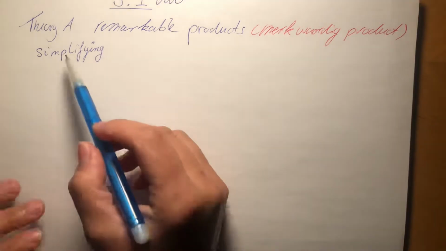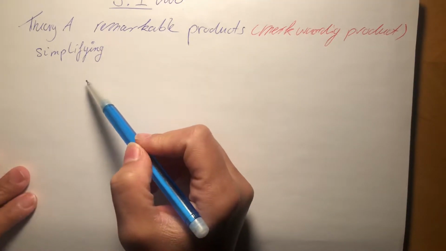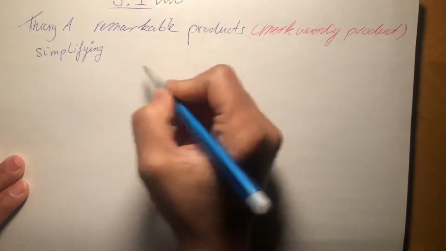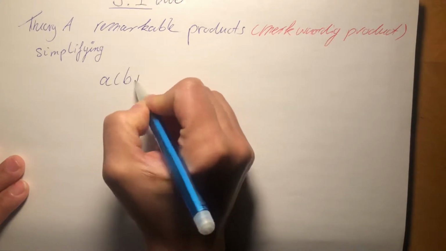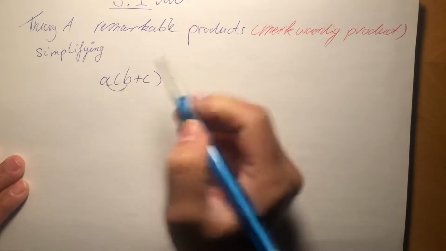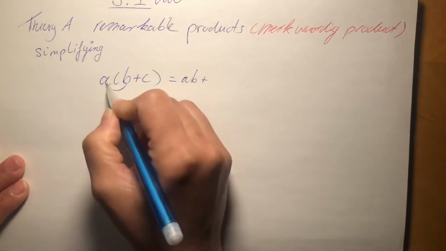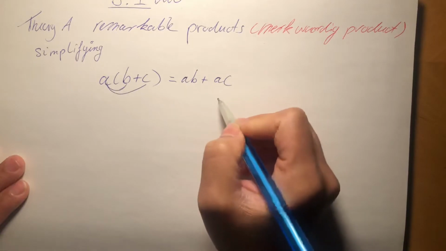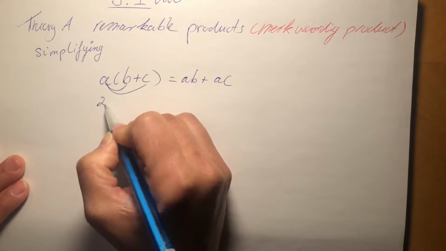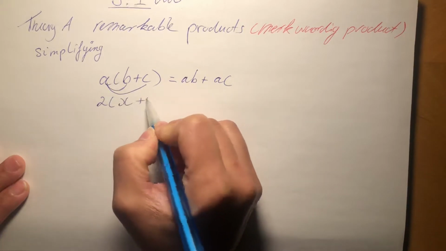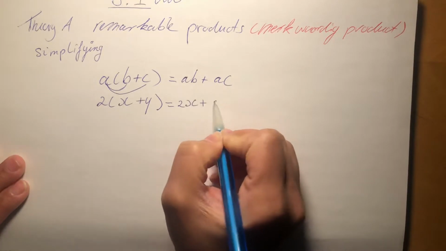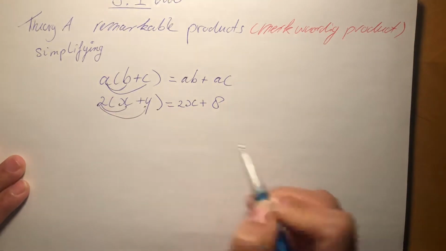So simplifying, that's actually what you're going to do during this chapter. Let's say you have to multiply out the brackets, for example this one. You know this already. When you multiply the brackets out, you get A times B plus A times C. That looks like, for example, 2(x + 4), which becomes 2x + 8. 2 times x, 2 times 4.